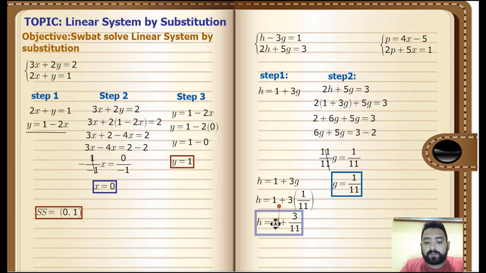Remember, this 1 you can write as a fraction, 1 over 1. Whenever we need to write a whole number as a fraction, we add a 1 as the denominator. And then 11 times 1 is 11. 11 plus 3 will be 14, so h equals 14 over 11.